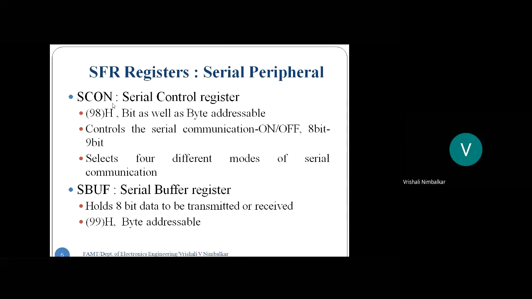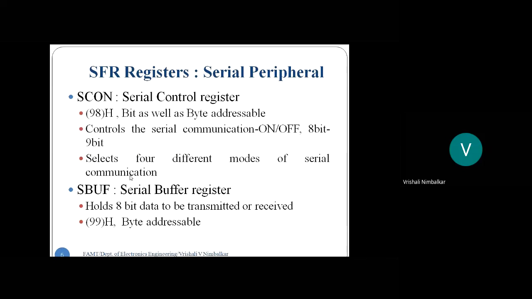Now in case of SCON, the SFR address is 98 hex and we can set and clear 1 bit. So it is bit as well as byte addressable. And what all controlling does SCON do? It looks into whether the serial communication should be enabled or disabled, on and off, whether 8-bit data is to be transmitted or 9-bit data is to be transmitted. And if there is communication going on, in what mode is the serial communication?